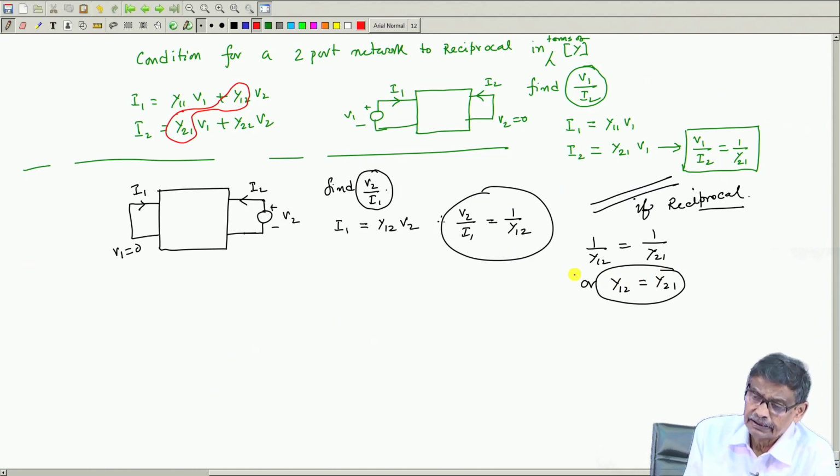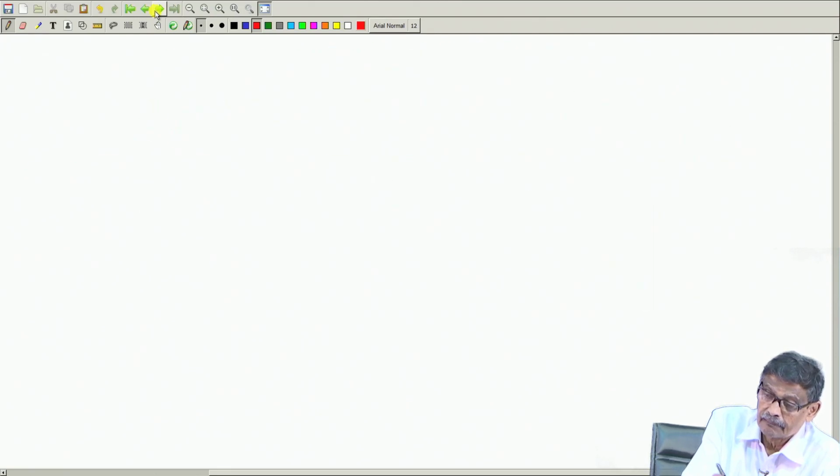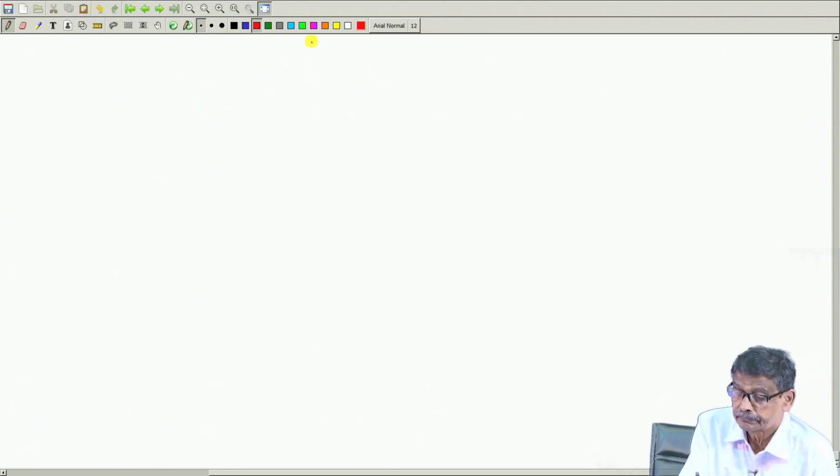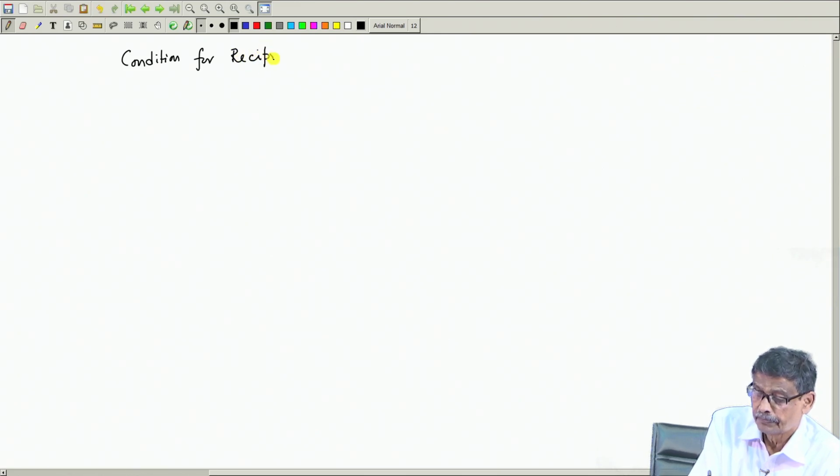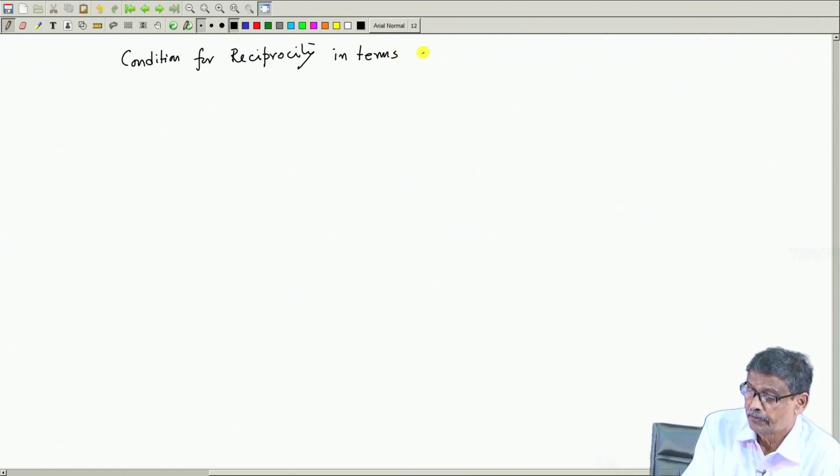Now, after doing this, we will find out what will be the condition for the h parameters. Let us see that. So, the condition for reciprocity in terms of h parameters.